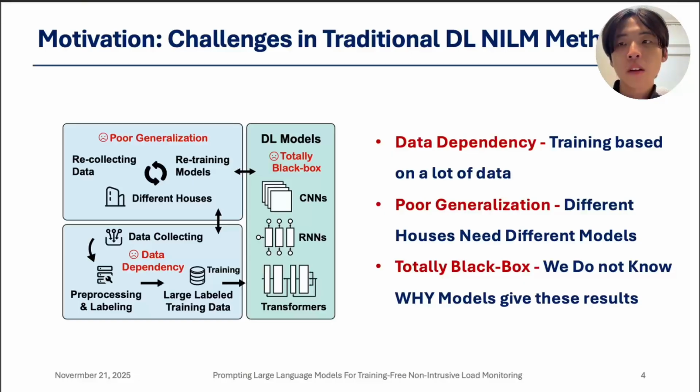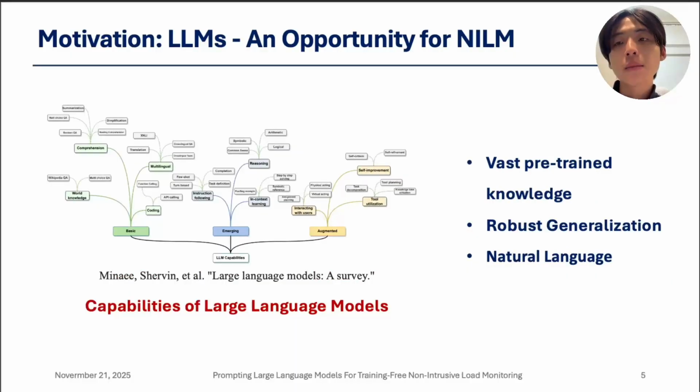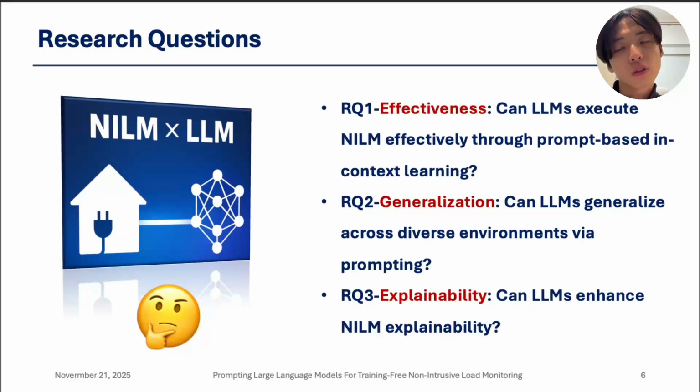Yeah. So at the same time, large language models are getting really strong. They come with large pre-trained knowledge. They generalize surprisingly well, and they can understand and generate natural language. So that brings us to three research questions that drive this work.